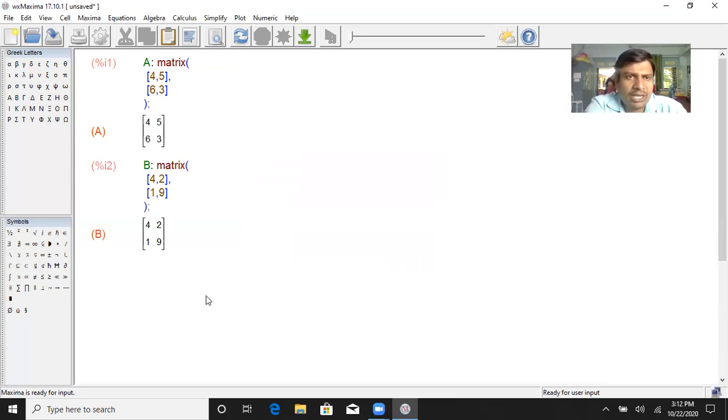This is the matrix. We are simply calculating the addition A plus B. You type A, then plus B, then a semicolon, then you press shift and enter. See here, the first row of matrix A is 4 and 5, and the first row of matrix B is 4 and 2.